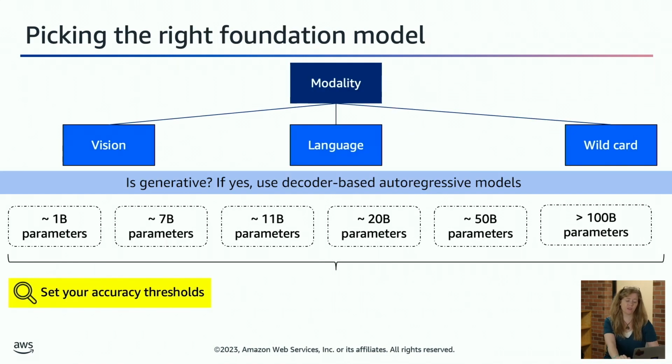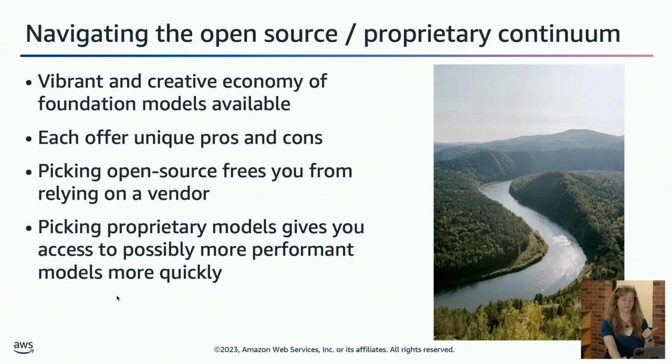And that's how accuracy, and the evaluation of models generally, can really impact your workflows. So when we're picking the right foundation model, we start with modalities across vision, language, and this wildcard. If it's generative, we use decoder-based autoregressive models. Then we have these different parameter sizes. We'll set our accuracy thresholds. And then there's this continuum across open source and proprietary models.